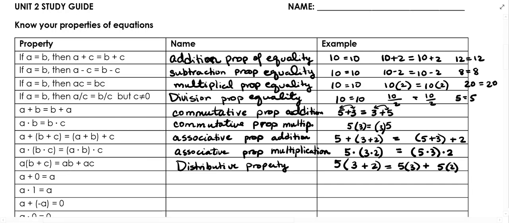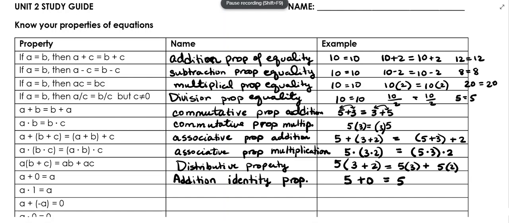This next one is the identity property of addition. And this property states that if you add 0, it's like you haven't changed. If you add 0 to A, A stays A. It doesn't change. It maintains its identity. So 5 plus 0 is still 5.